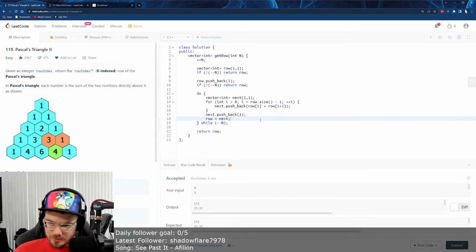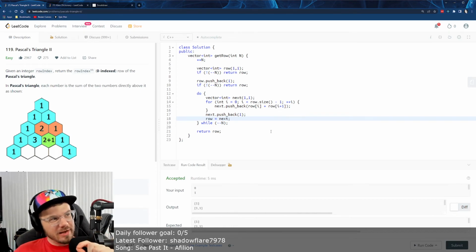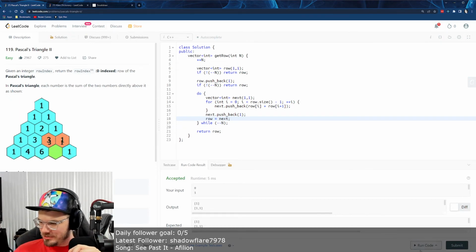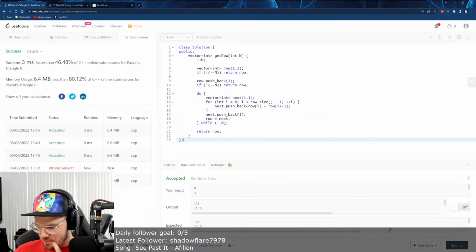So this refactoring makes my code less readable, but it makes it more memory efficient by a factor of 1 integer. 1 32-bit integer. So let's just submit that and get it. Oh, my memory usage, and look at that. So I went from 6.6 megabytes to 6.4 megabytes, and now I'm using less memory than 80% of C++ submissions.